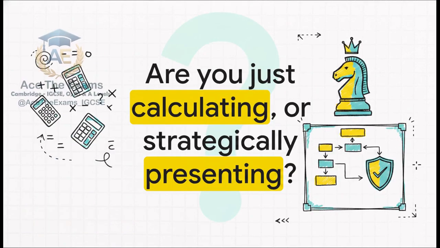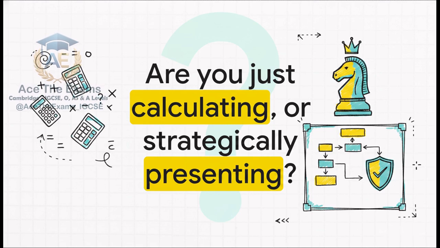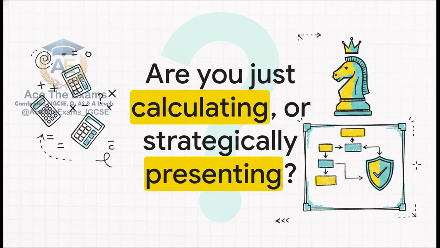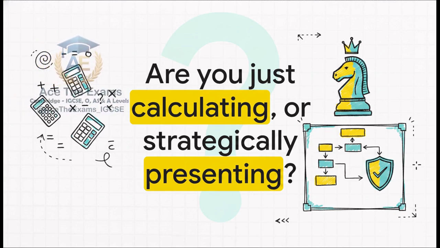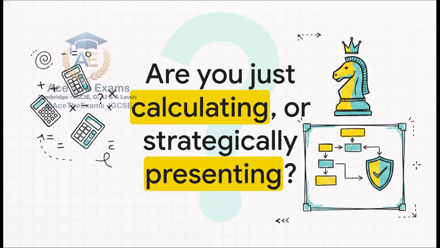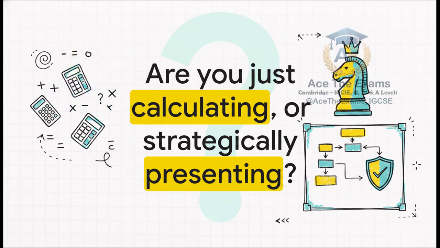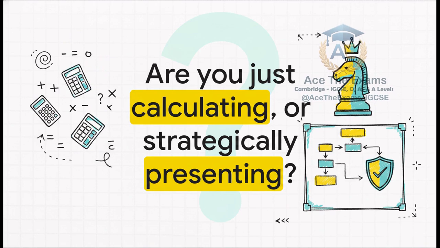So, as we wrap up, I want to leave you with this final, truly provocative thought to mull over before you tackle your next past paper. Take a hard look at your previous workings. Are you just calculating the math, blindly hoping that the right number magically falls out at the bottom of the page? Or are you acting like a true chess grandmaster, thinking 5 moves ahead and strategically presenting an undeniable, logically watertight case to the examiner?